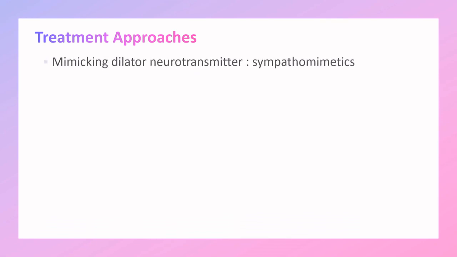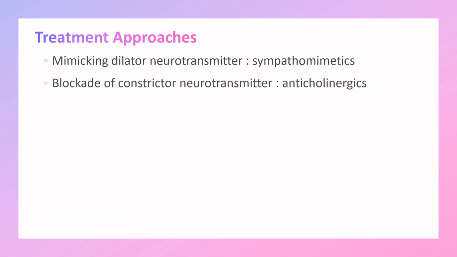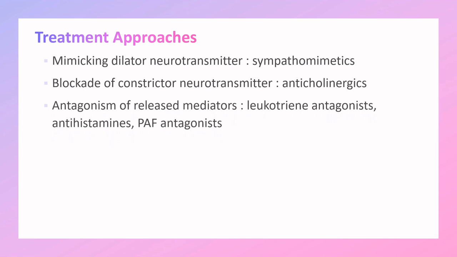Since we know that the basic problem of bronchial asthma will be bronchoconstriction, the first thing that we can do is have drugs that will mimic the effect of the dilator neurotransmitter, and the drugs that we have are the sympathomimetics. The second is to block the effect of the constrictor neurotransmitter. The drugs that we have are the anticholinergics.